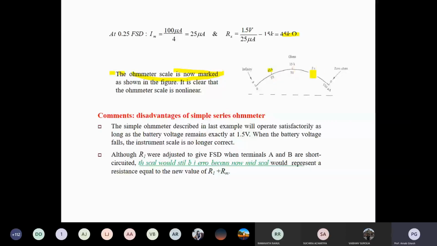10 microampere. The disadvantage of the simple series ohm meter: they are using the PMMC meter as an ohm meter configuration. Okay, so that's the motivation of this test.